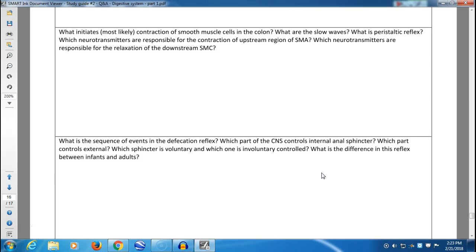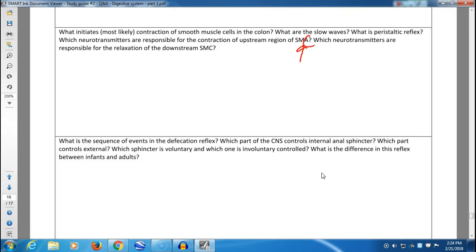Now, when food is moved through the intestine, what happens to the downstream part of the intestine? Is that relaxed or contracted? Downstream, relaxed. Upstream, contracted. So what stimulates the contraction? I'm talking about neurotransmitters: ACh or substance P. Remember, you have a stretch. Stretch is mechanical input, sensory input.